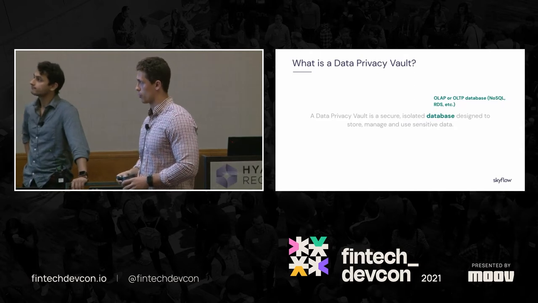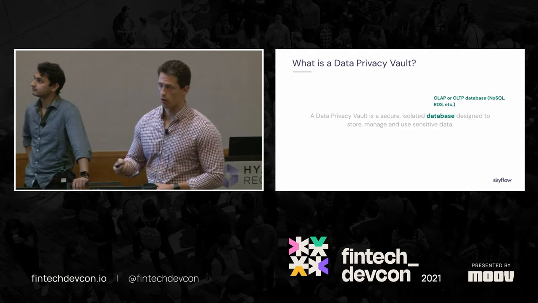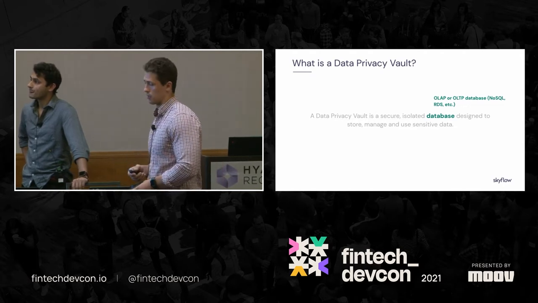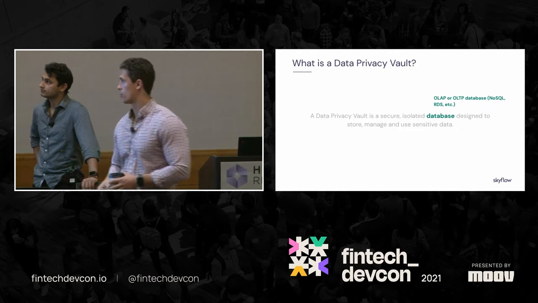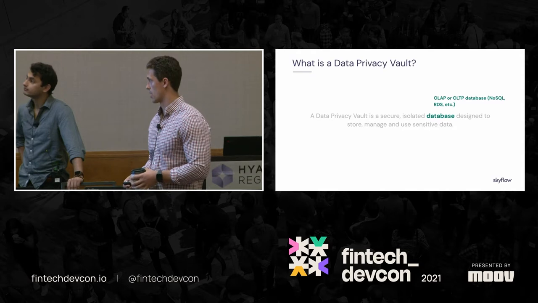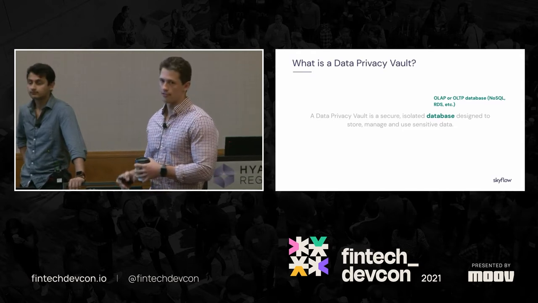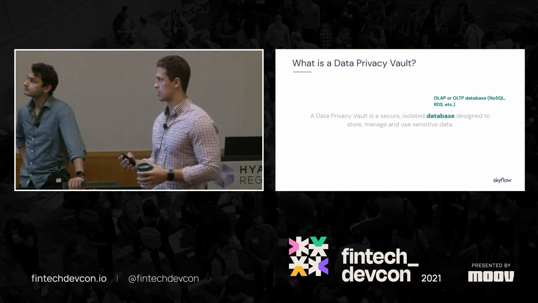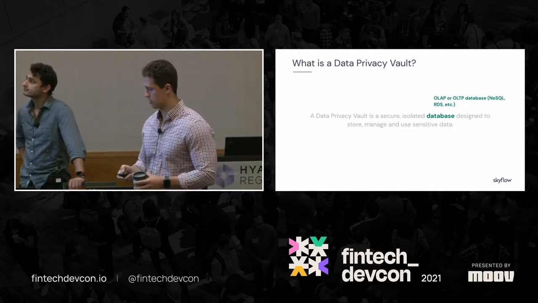So what does it mean for the data privacy vault to be a database? For us, we think of this as it can be either an OLAP or an OLTP. It can be something like NoSQL, it can be an RDS database. Depending on the different use cases you have for the data privacy vault, you may want to enable different technologies. There's a lot of flexibility here. I think the key idea is that it doesn't fit into any one bucket. It's really use case dependent, and depending on what you're looking to do with the data, you can pick the right technology that drives that.